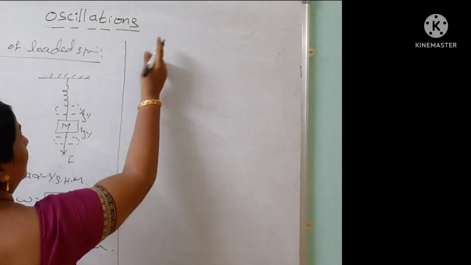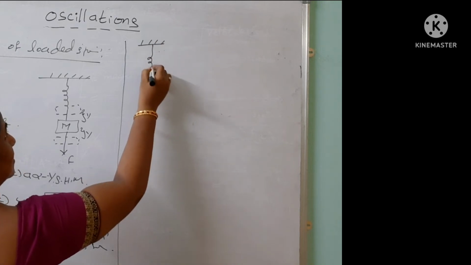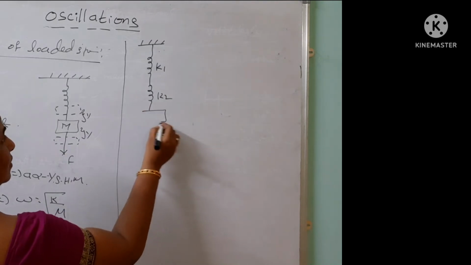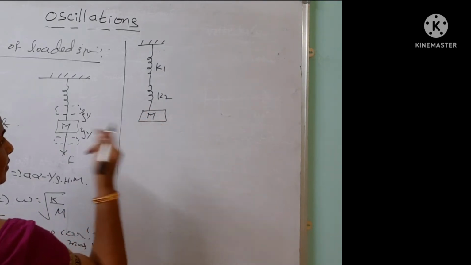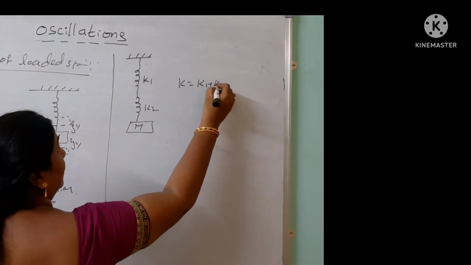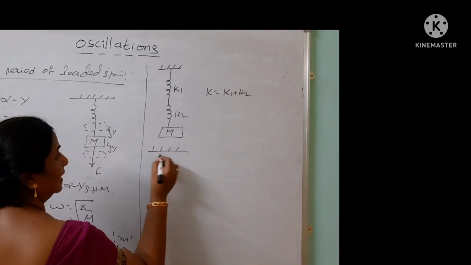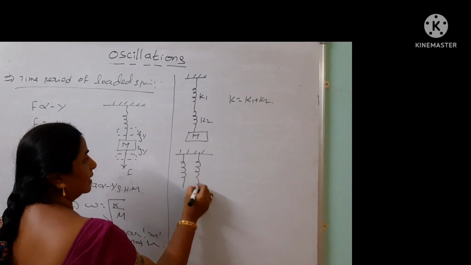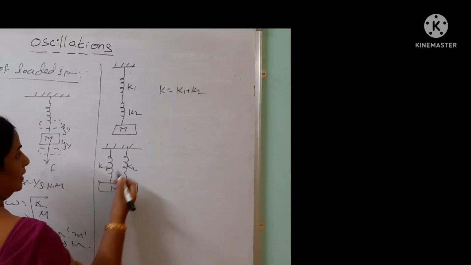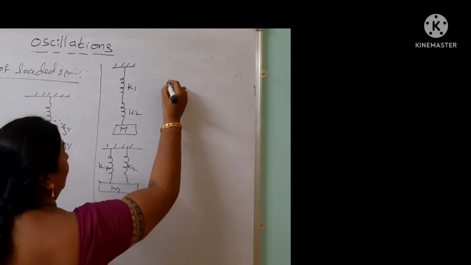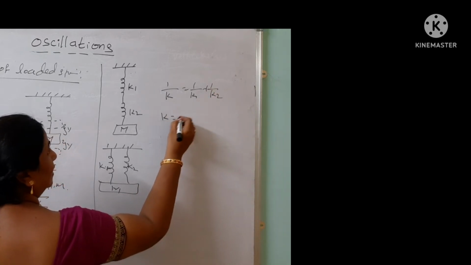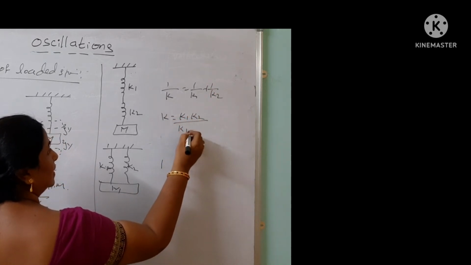Suppose we are taking two force constants. See, this is one wire of force constant k1 and this is another wire of force constant k2, and this is the usual mass. In this case, the resultant force constant, you should remember, k equals k1 plus k2. Like that, if you are connecting in series, this is the k1 and this is the k2. Here the loaded mass is M. These two are connected here, 1 by k equals 1 by k1 plus 1 by k2. It should be k equals k1 k2 by k1 plus k2.